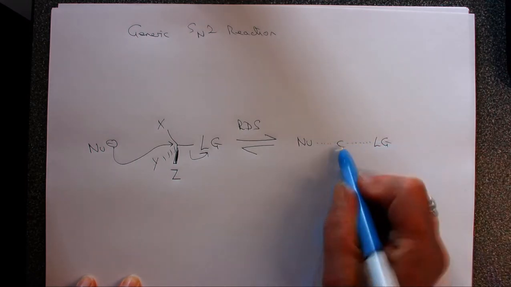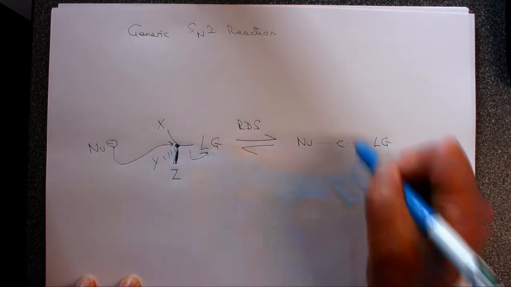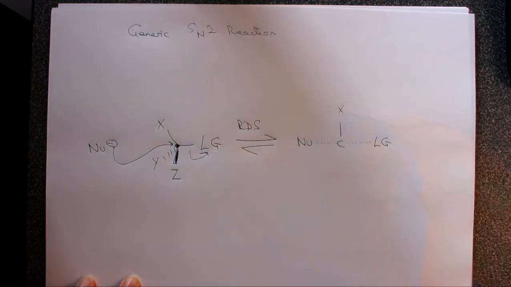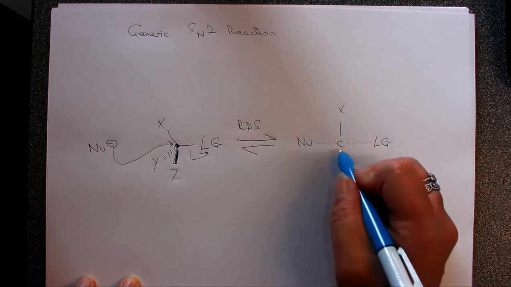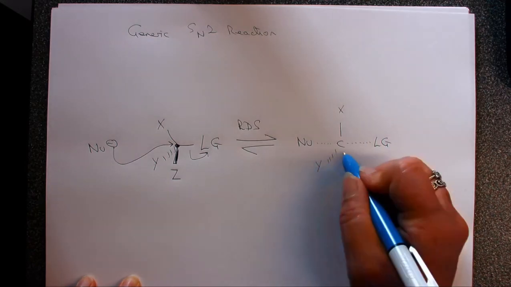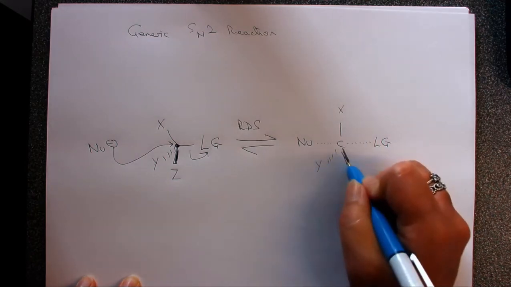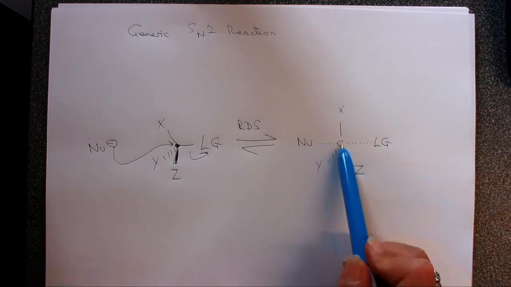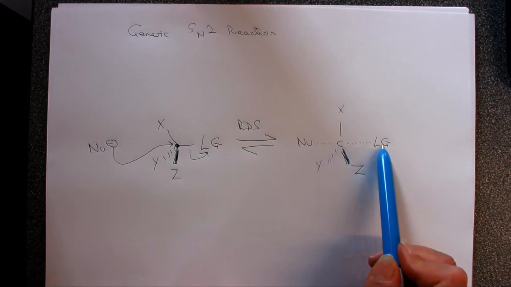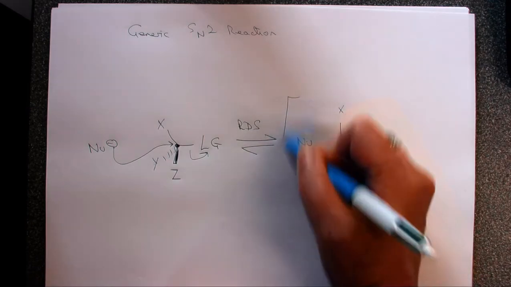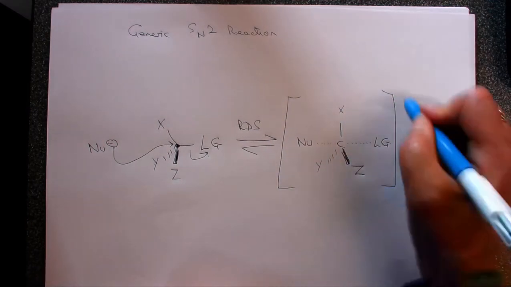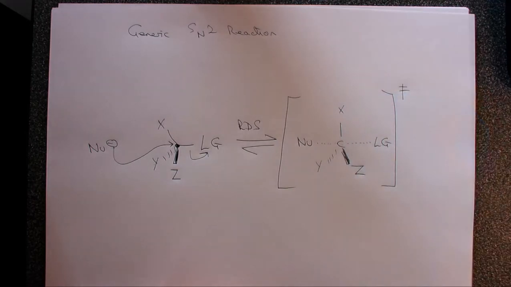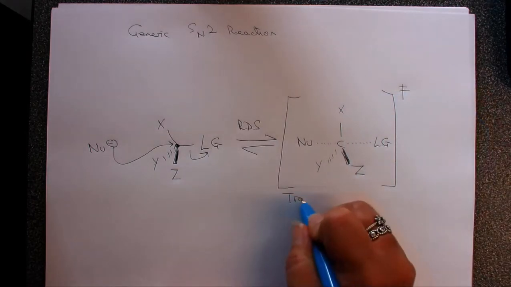So this carbon is this one here. So that of course still has whatever X is, it's generic, so we're not saying what it is. It's also still got Y, it's still got Z. So we've got partial bond formation between the nucleophile and the carbon, whilst the carbon to the leaving group bond is breaking. And this is a transition state, so we tend to put it in brackets, have this sign. So we just note that this is a transition state.